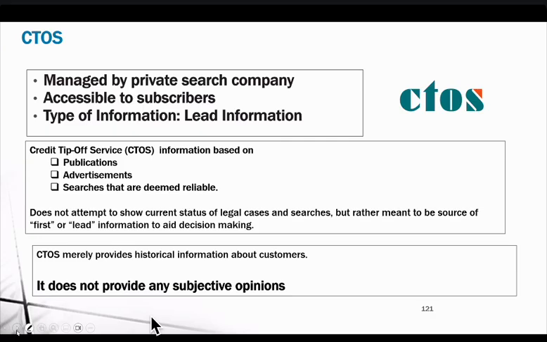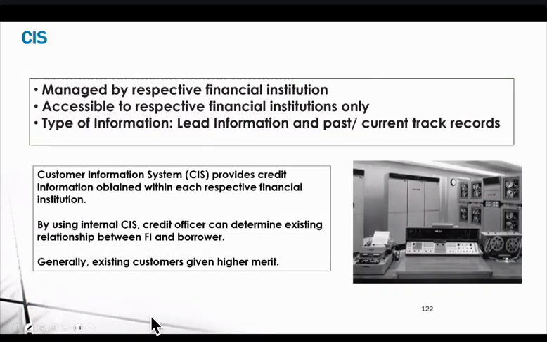And this one here will be CTOS. CTOS is information based on publication, advertisement, and search to deem reliable. It is merely providing historical information about customers, but it doesn't provide any subjective opinions. And CIS is managed by respective FIs, and this is for internal bank records. This one, they won't come up in exam, we can skip it.